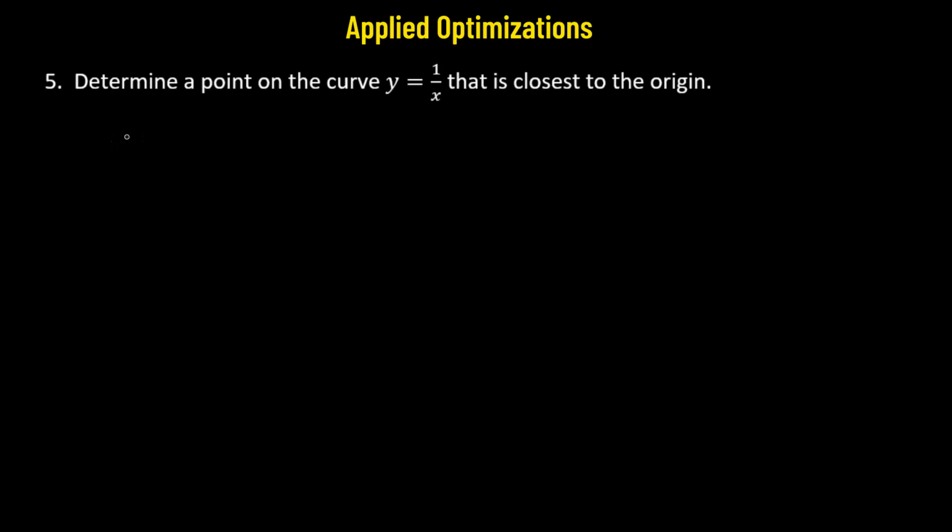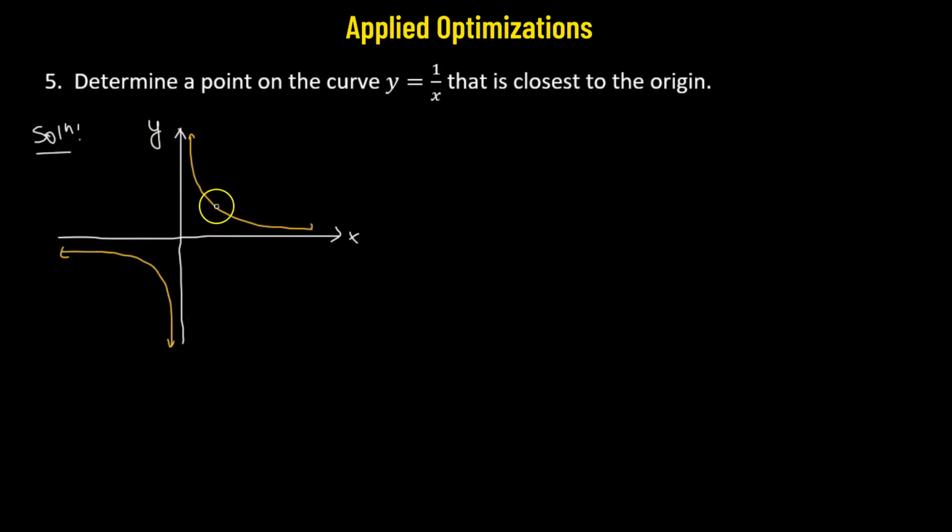Problem number 5. So this is our final problem. Here we have to find a point on the curve y equals 1 over x, and this point has to be such that it is closest to the origin. So let us begin. First we'll look at the graph of y equals 1 over x. What we have to do is find a point on this graph such that it is closest to the origin.